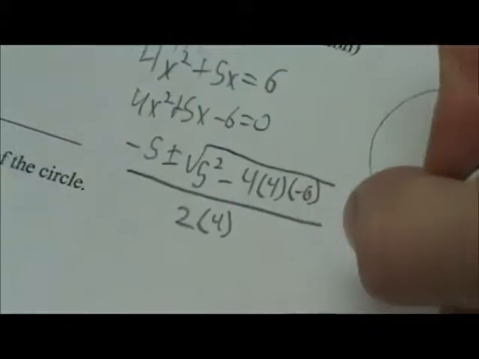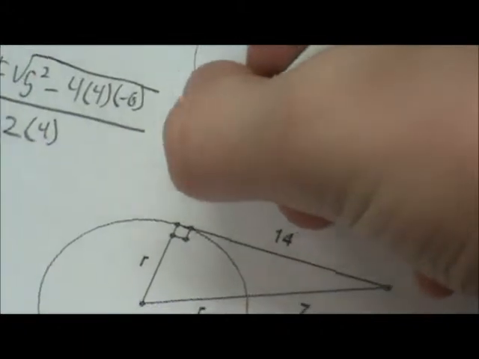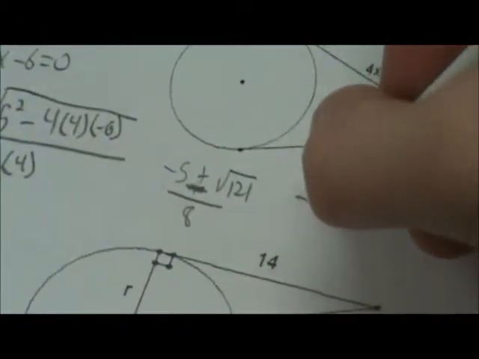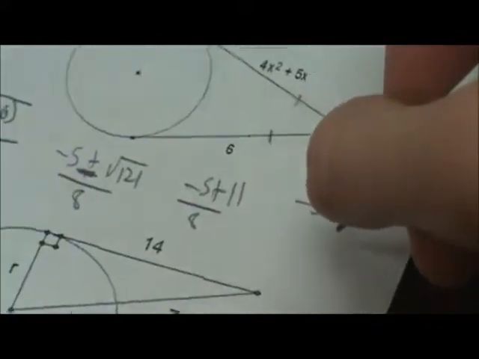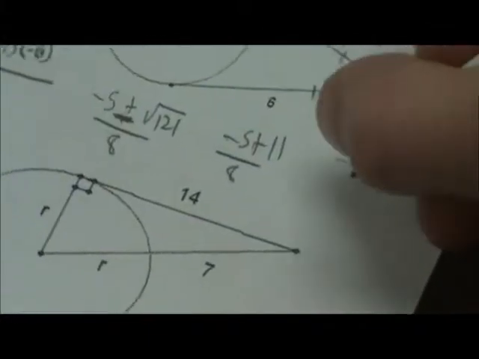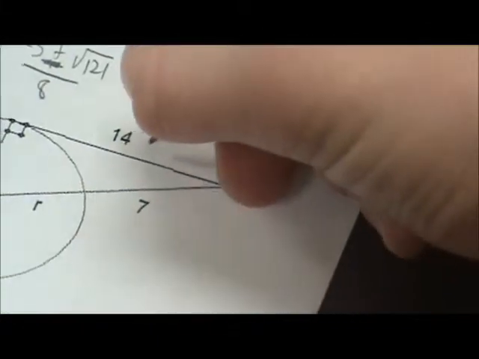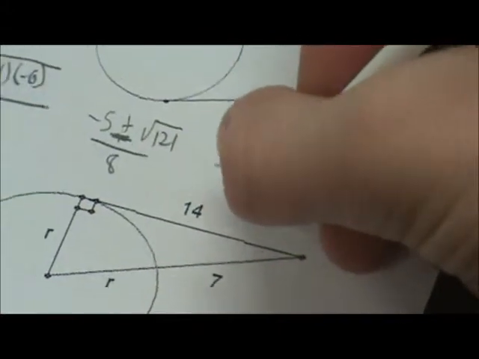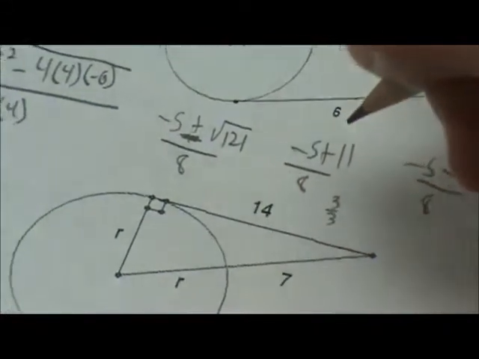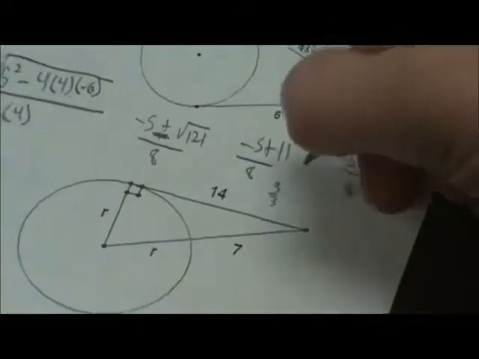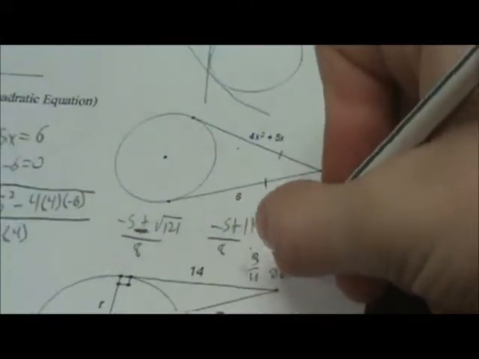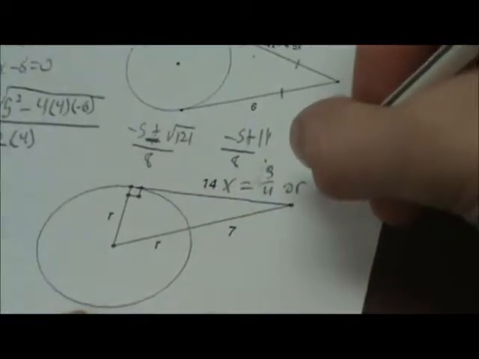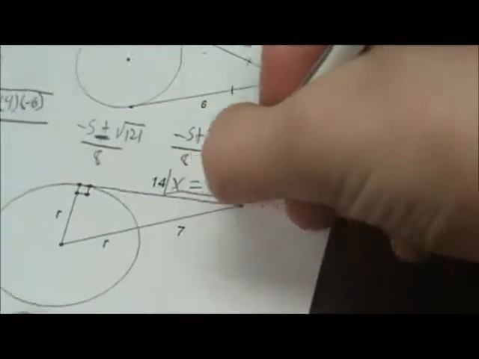So that's negative 5 plus 11 over 8, and then negative 5 minus 11 over 8. Then we simplify those fractions, and we get x equals 3/4 or negative 2. I'll come back later and write that in the x equals spot, because I forgot to do that. So we simplify those fractions to 3/4 or negative 2. That's what we do for that one.